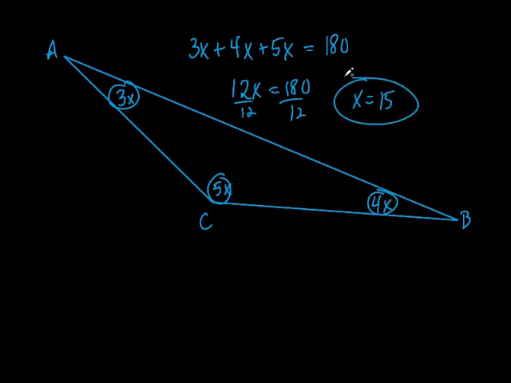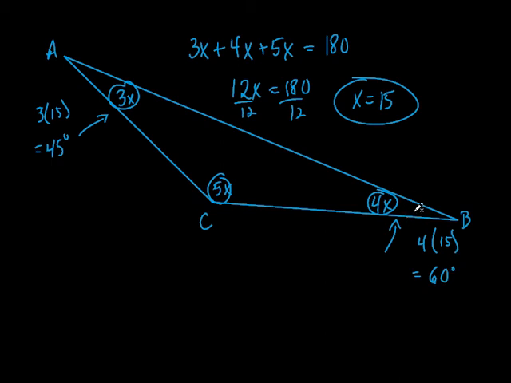So x is 15. But does that tell you what angle A is? Well, it helps. So how do we find angle A? 3 times 15, which is 45 degrees. So that angle is 45 degrees. All right, what about this angle right here? This is 4 times x, or 4 times 15. 4 times 15 is, what, 60 degrees. So that angle is 60 degrees.